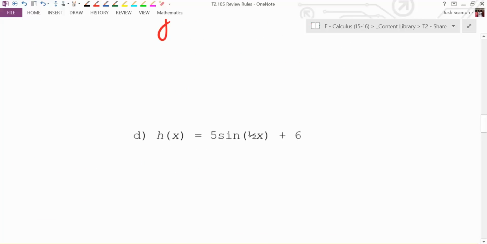Anybody want to tell me what this is? Someone who hasn't spoken yet? 5 over 2 cosine of 1/2 x, also x over 2. And is it plus 6? No, because the derivative of a constant is 0. Rule, which you haven't finished yet.